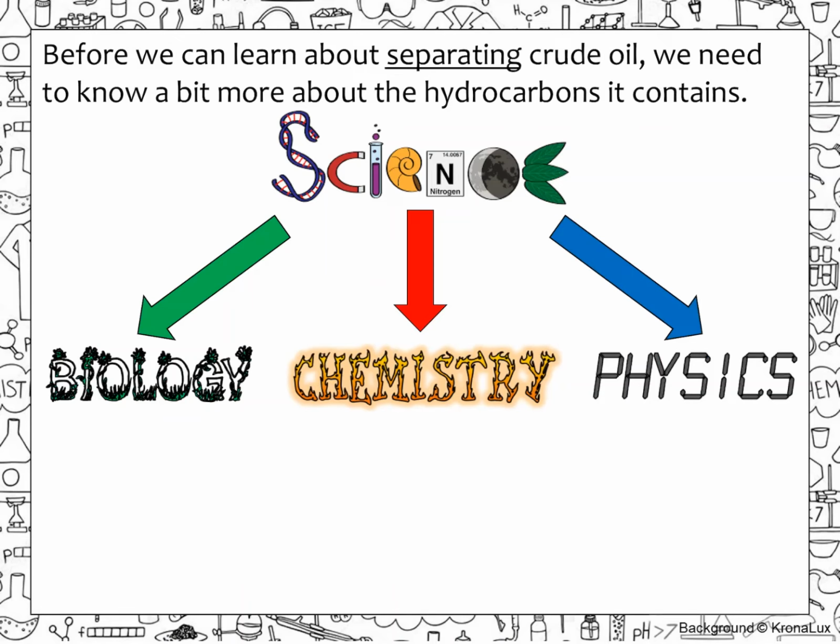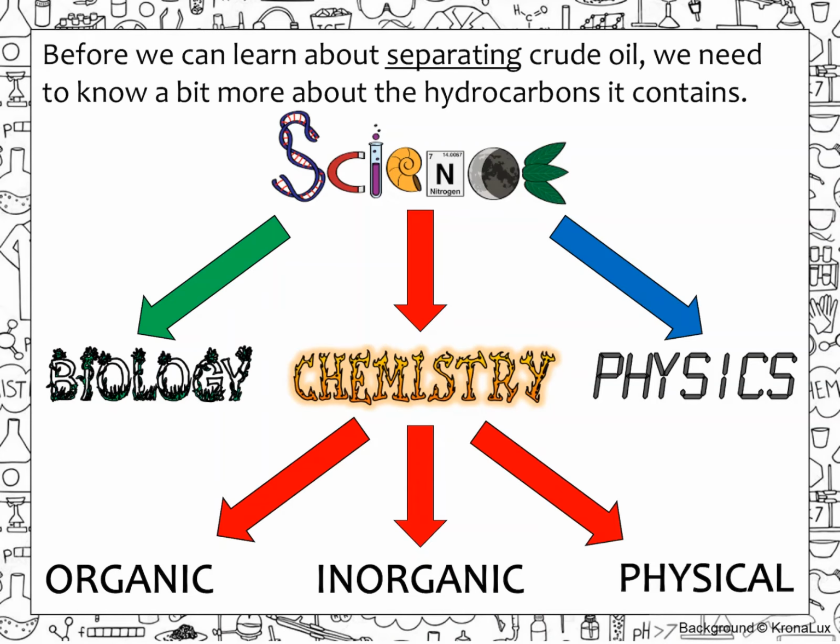Now, if we look at chemistry in more detail, chemistry also splits into three: organic chemistry, inorganic chemistry, and physical chemistry. Just like biology, chemistry and physics, organic, inorganic and physical have very different types of study involved with them. You look at different things. Organic chemistry is what we're going to be looking at today.